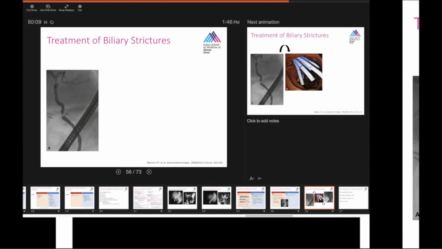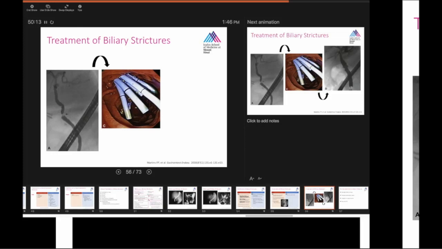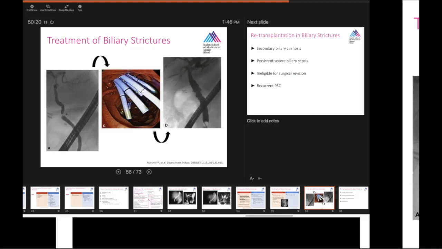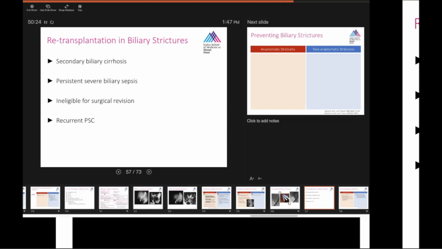So this is an example of a biliary stricture. And when you say multiple stenting, they can literally stuff it with stents. And after that, what's better? Retransplant is an option in biliary strictures, particularly in patients who develop biliary cirrhosis, those with persistent sepsis, those who are not eligible for revision, and those with recurrent PSC.